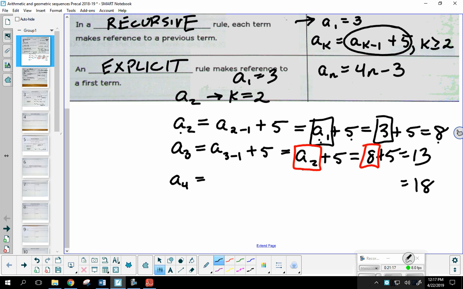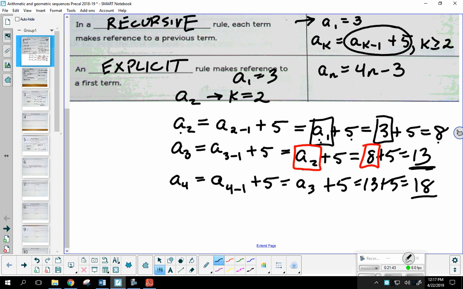Okay. So what's the value of k here? 4. So a sub k minus 1 would be a sub 4 minus 1, and then we have the plus 5, right? Well, what's 4 minus 1? So what this is really telling me to do is take the third term and then add 5. Let's see, we just found the third term to be 13, so all I'm going to do is substitute. And what's 13 plus 5? 18.